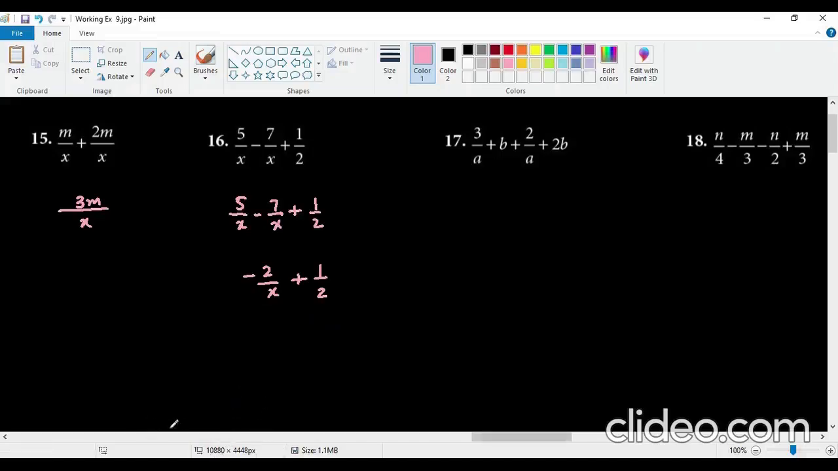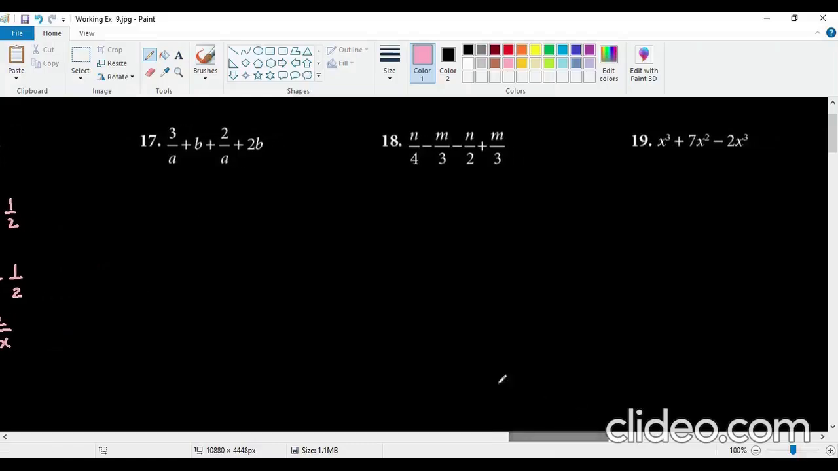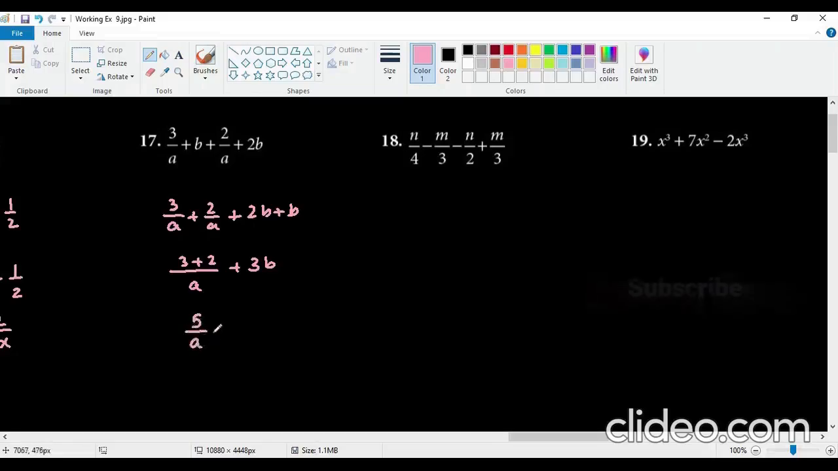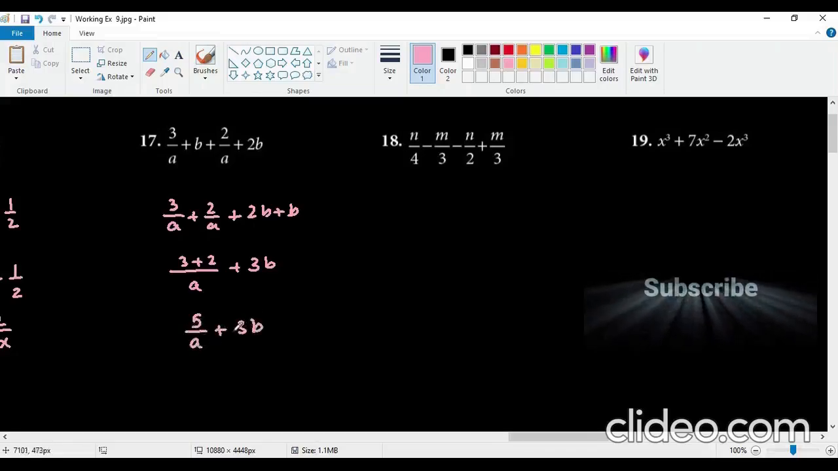Now I can write 1 over 2 minus 2 over x. Both are going to be same thing. No difference at all. For 3 over a plus 2 over a, both are like terms, and plus b and plus 2b are going to be kept separate. In here, I will write a one time only, and 3 plus 2 is going to give me a 5. 2b and one another b is going to give you a 3b. So this is 5 over a plus 3b as an answer for question number 17.